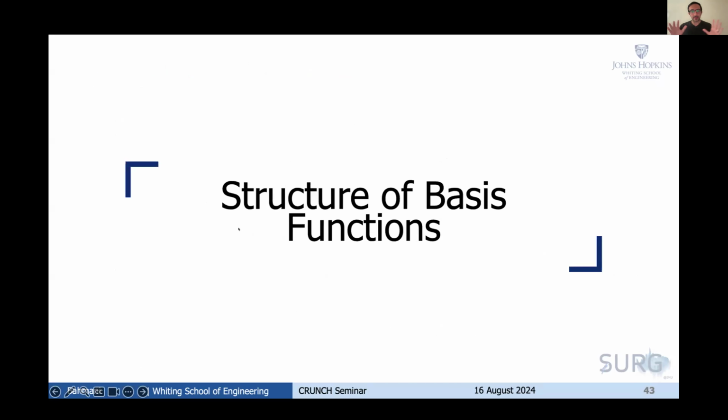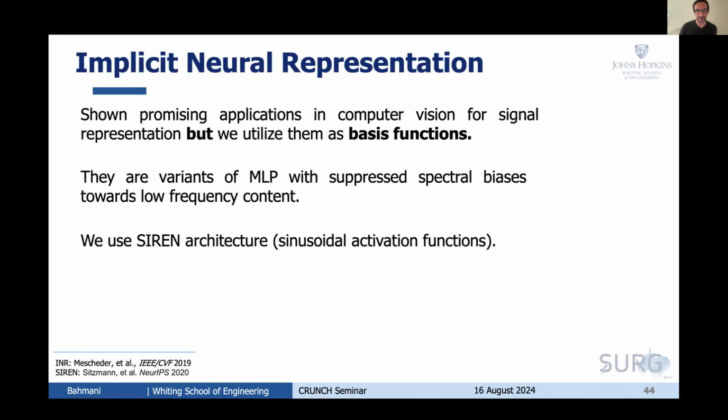Okay, so far whatever I told you is just general basis. As long as it's an MLP type, it's going to work. But here I'm going to be more specific about the structure of each basis function that we inject during the training. So we use ideas from implicit neural representation, which has been shown successful in computer vision for signal representation. But here, we use it as a basis function. And they are just a variant of MLP that suppress the spectral biases toward frequency content.